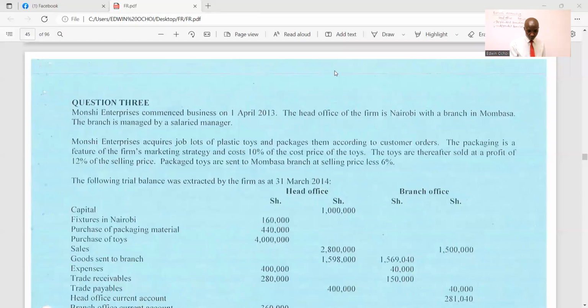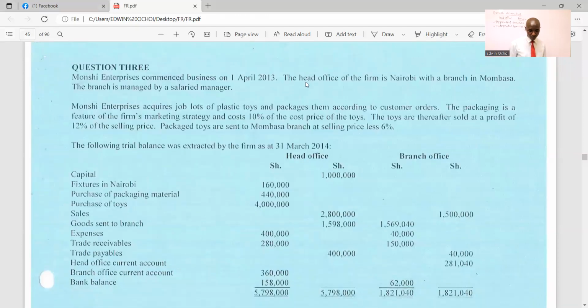So this is the question for May 2014, question 3. They say that Mosh Enterprises commenced business on 1st April 2013. The head office of the firm is in Nairobi, with a branch in Mombasa. The branch is managed by a salaried manager.